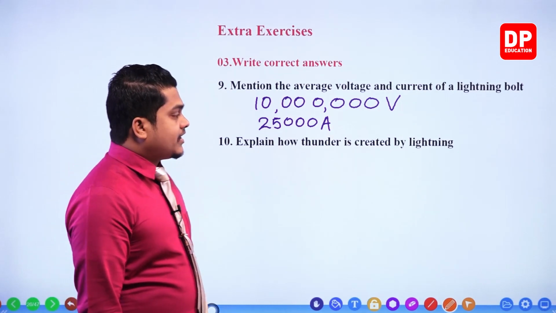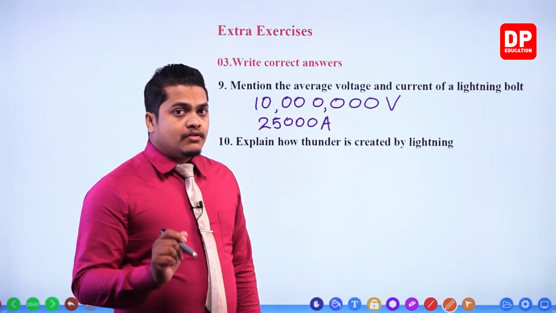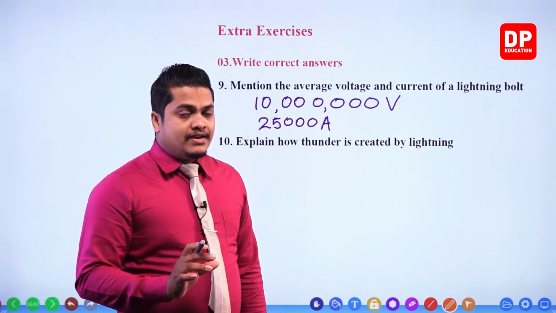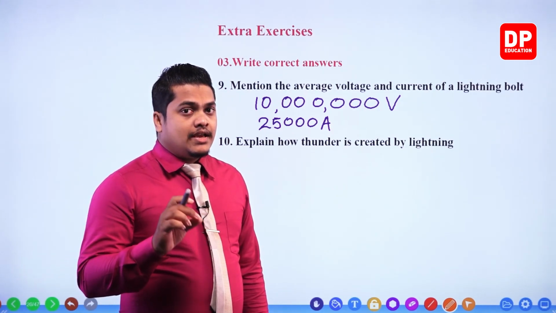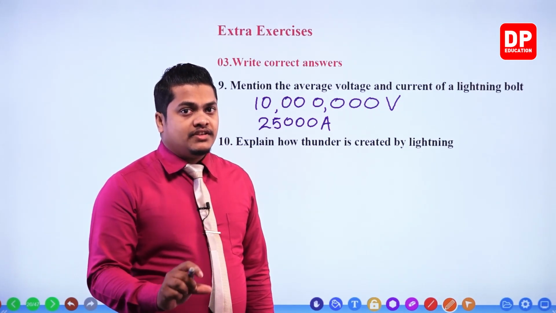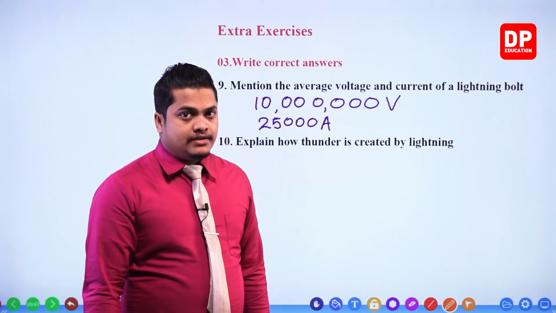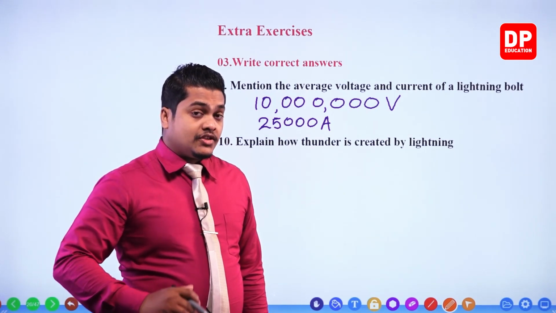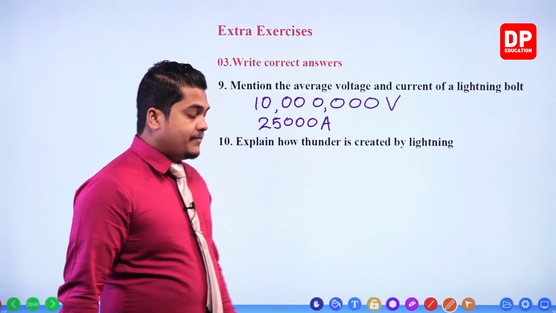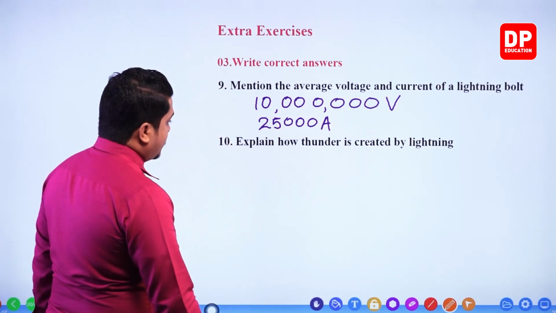Next one, explain how thunder is created by lightning. So how does the thunder get created? Because of the lightning strike, air is expanded due to high temperature, creating a shock wave. So this shock wave is the one which is referred to as the thunder. Okay, so actually the shock wave is going to create sound. That sound is the thunder. Okay, right. So we'll explain.